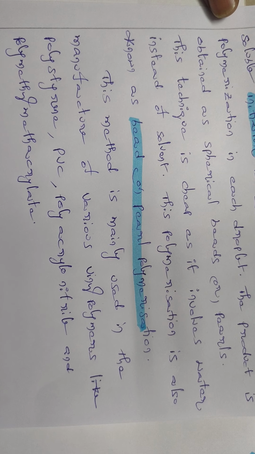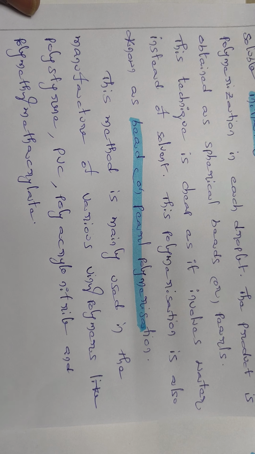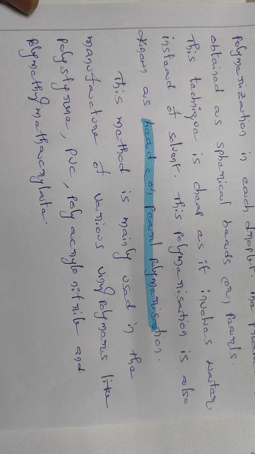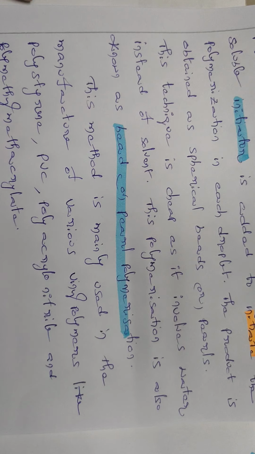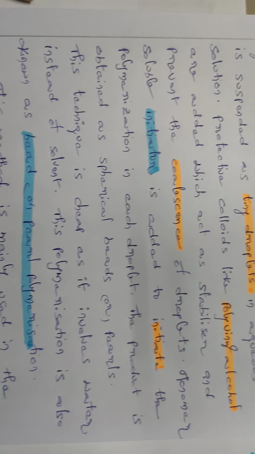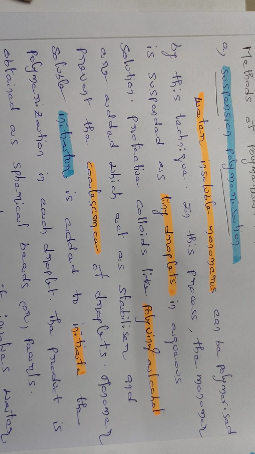This method is mainly used in the manufacture of various vinyl polymers like polystyrene, PVC, polyacrylonitrile and polymethyl methacrylate. Okay, it is suspension polymerization.